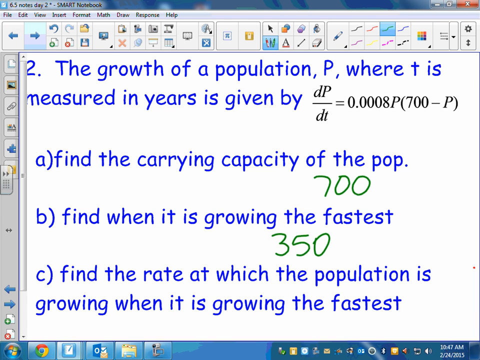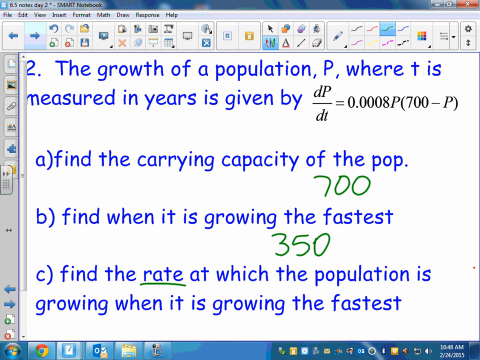So what about part C? Find the rate at which the population is growing when it's growing the fastest. What does this word rate tell you in terms of calculus talk? Derivative. Find the derivative of the population when it's growing its fastest. Is this already written in the form of a derivative? Which means they just want you to tell me the value of this when it's growing its fastest. So if we know it's growing its fastest at 350, is that just telling me to plug 350 in here? You see what I'm saying there?